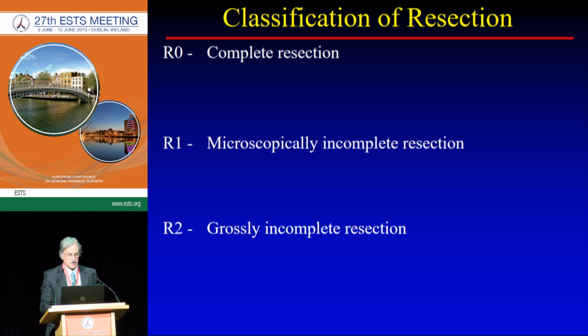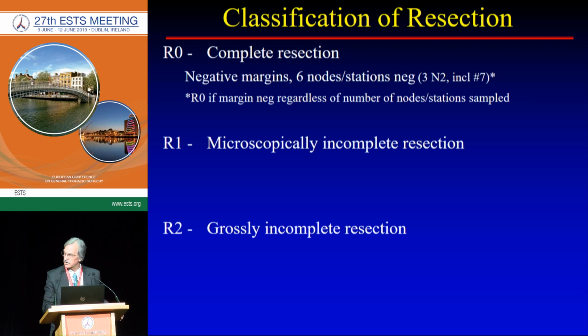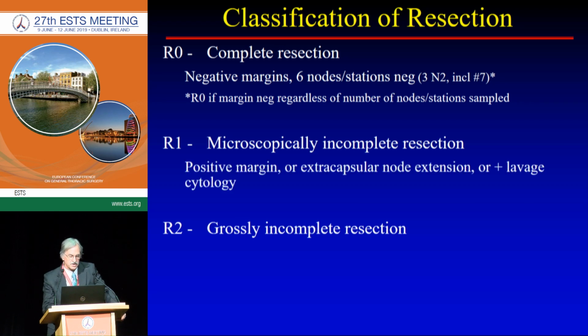Now there's classification of resection, R0, R1, R2, complete resection, microscopically incomplete, and grossly incomplete. Now if you look in the ISLAC staging manual, complete resection is also defined as it has to be negative margins and six lymph node stations should be assessed. Now it's actually a little bit unclear in the manual whether it's six lymph nodes or six lymph node stations. That's written in a very ambiguous way. Of those lymph node stations, three should be N2, including a station 7 node. But there is a little asterisk, and if you read a little further in the manual, it says that if a lobe-specific node sampling has been done, if the nodes are negative, it can be considered an R0 resection regardless. So I think there's a little bit of controversy here.